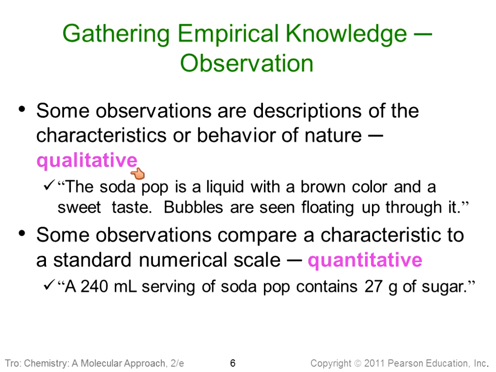When we look at observations, we have two kinds. One's qualitative. Here's an example of qualitative: the soda pop is a liquid with a brown color and sweet taste. Qualitative deals with description. Quantitative deals with numbers. For example, 240 milliliters of pop that contains 27 grams of sugar.